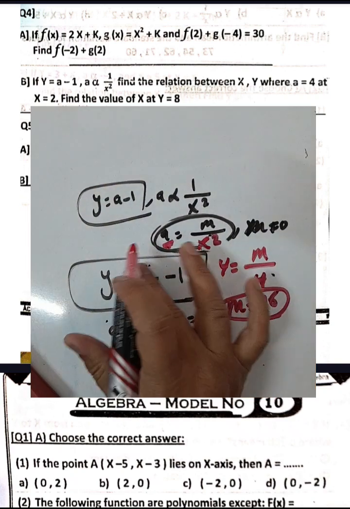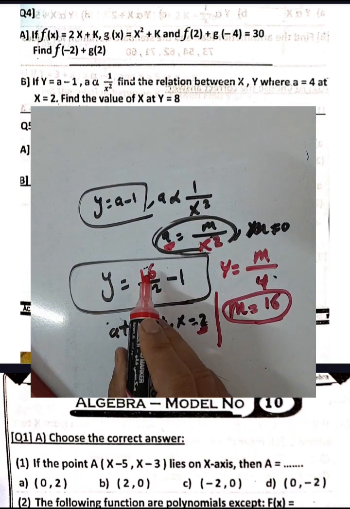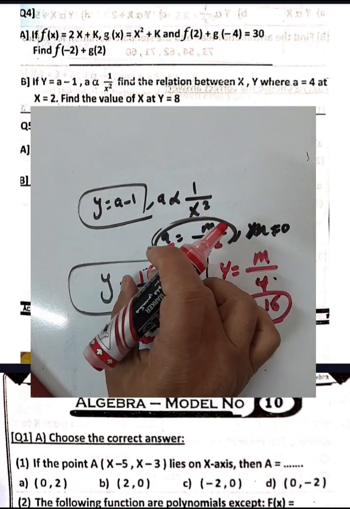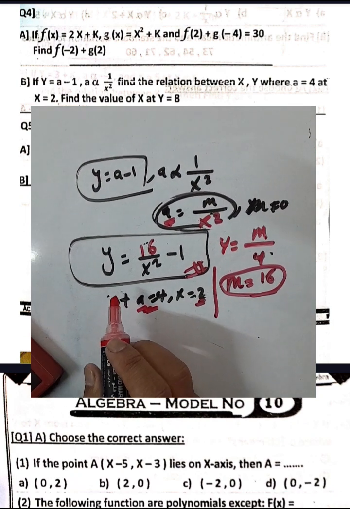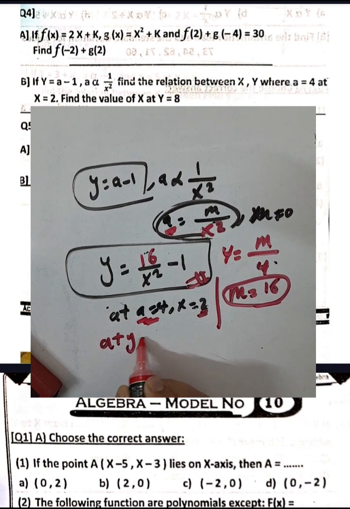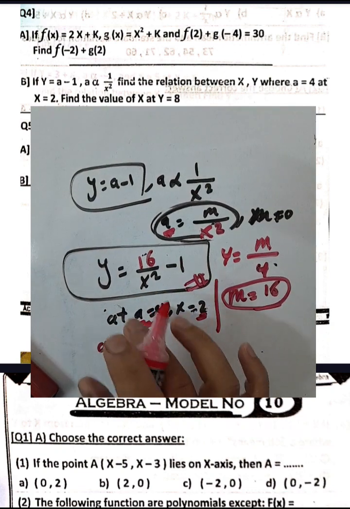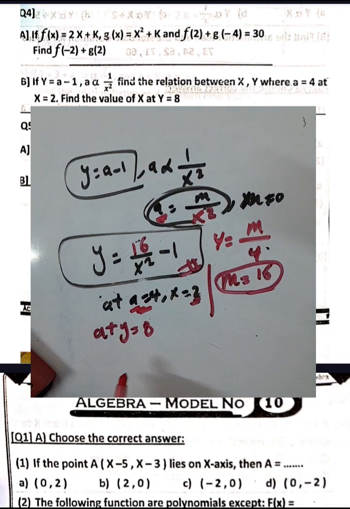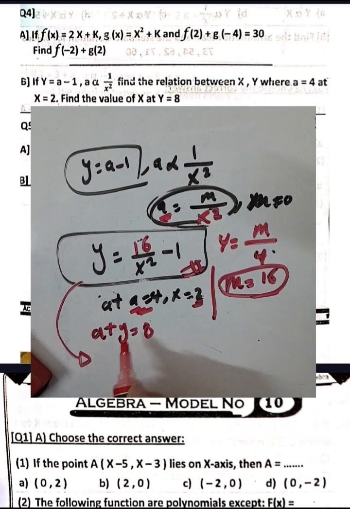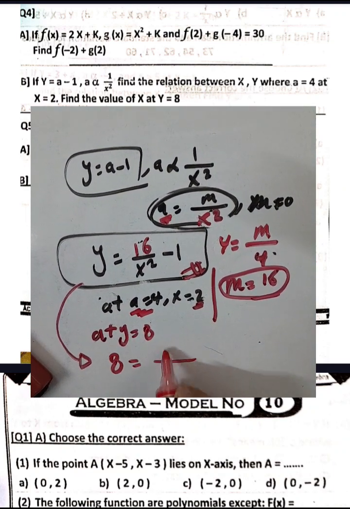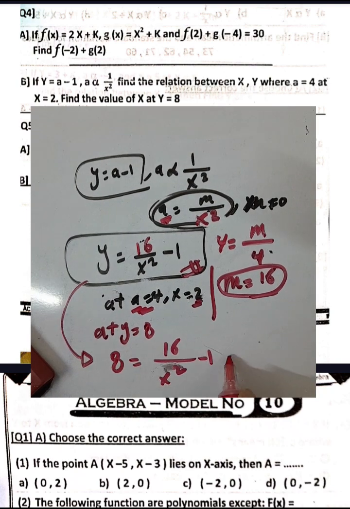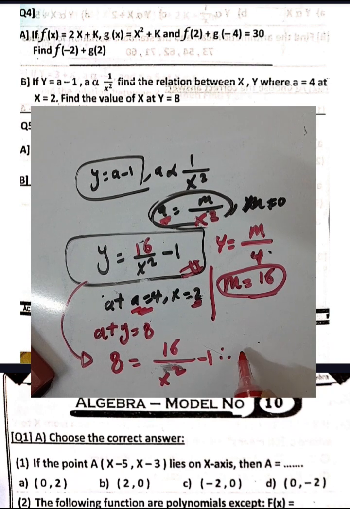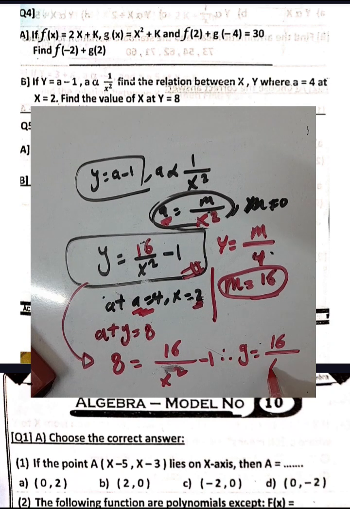Then the relation will be y equals 16 over x power 2 minus 1. Put m equals 16 here. It's the relation. Then you want to find the value of x at y equals 8. Put y equals 8 here to find the value of x. Put here in this relation y equals 8. 8 equals 16 over x power 2 minus 1. Move the negative 1 to left hand side, then 8 plus 1 equals 9, 9 equals 16 over x power 2.